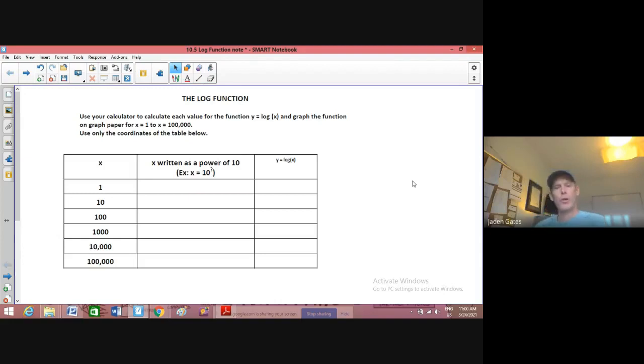Next up, we're going to do something called the log function, and I'm going to explain why it's used and how we're going to use it. Especially on Friday, we're going to be all about the log function. All right, now the log function has been around for a long time.